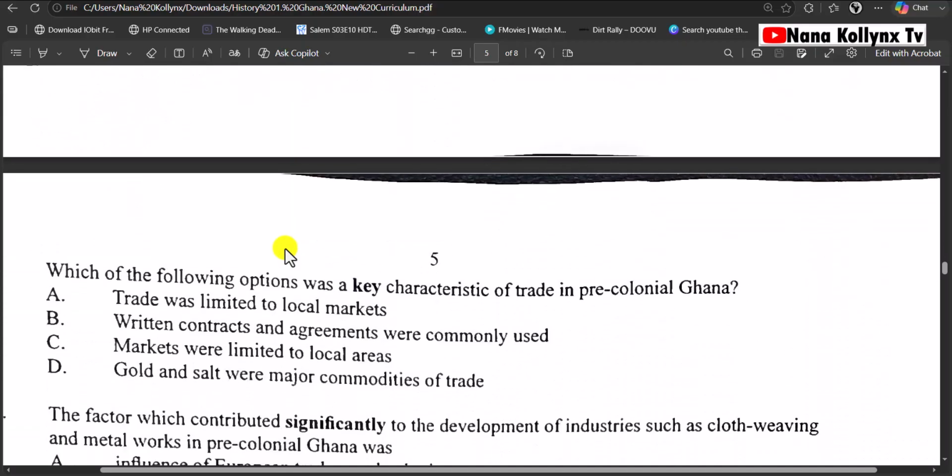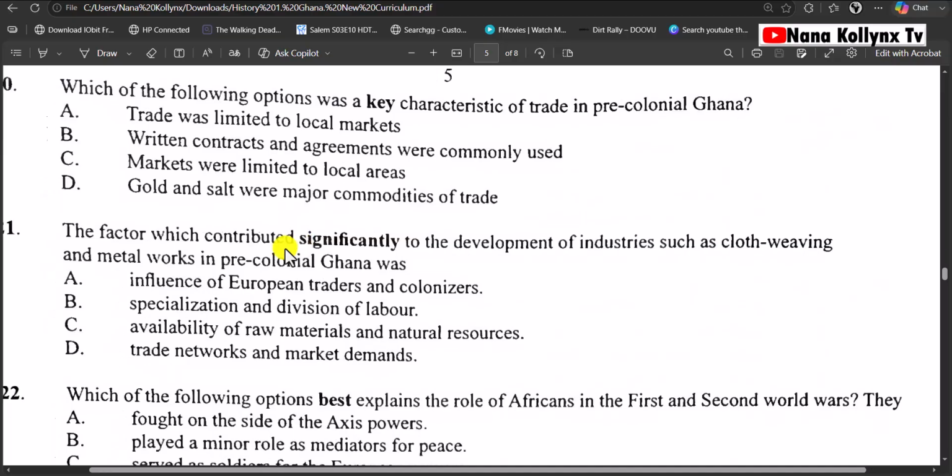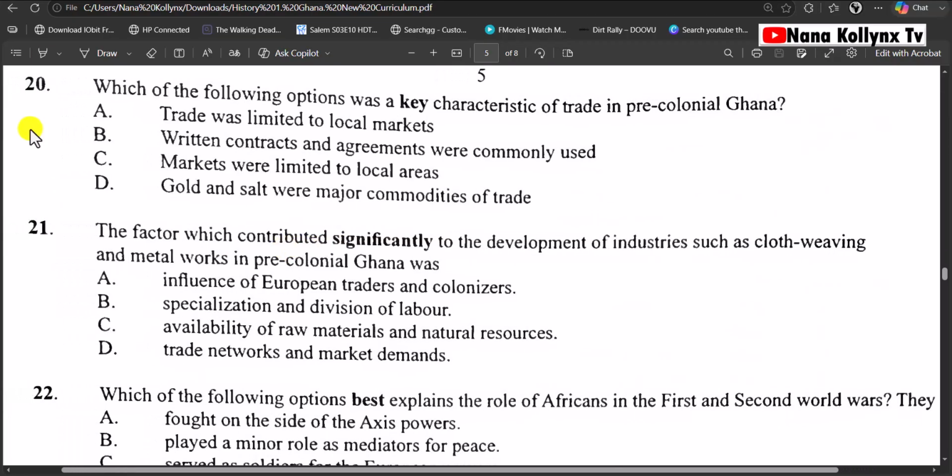Let's move to 20. Question number 20. Which of the following options was a key characteristic of trade in pre-colonial Ghana? Number 21. The factor which contributed greatly to the development of industries such as cloth weaving and metal works in pre-colonial Ghana was?